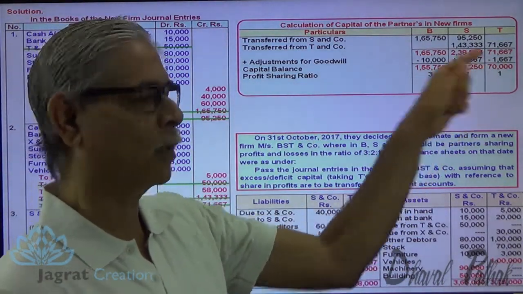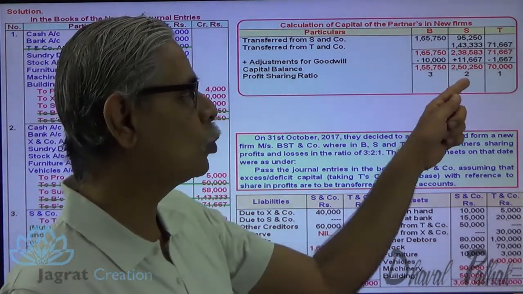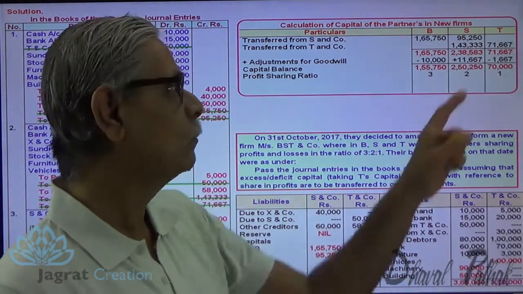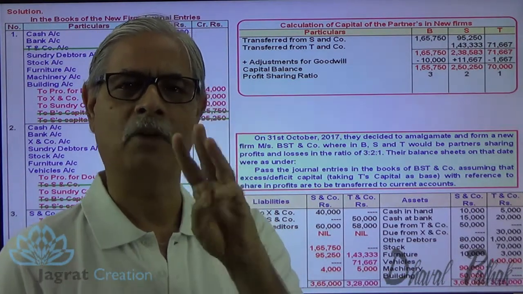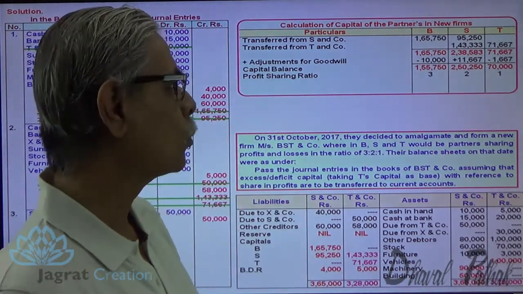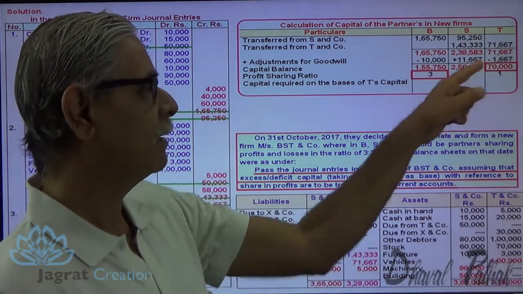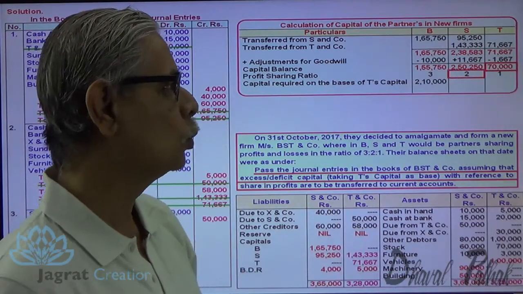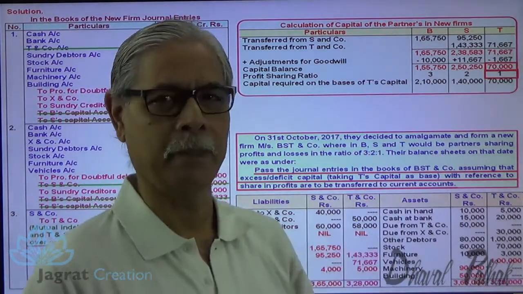So for one share in profit, capital maintained is 70,000. How much capital is required to be maintained for two shares in profit? That is 1,40,000. For one share in profit, capital maintained by T is 70,000. How much capital is required to be maintained for share in profit 3? So 70,000 into 3 is 2,10,000. So capital required to be maintained in the profit sharing ratio: 70,000 into 3, 2,10,000; 70,000 into 2, 1,40,000; and 70,000 into 1, 70,000. This is the base capital.